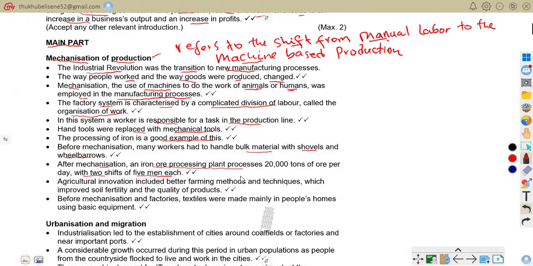20,000 tons. See, agricultural innovation included better farming methods and techniques, which improved soil fertility and the quality of food. Before mechanization, tools were made mainly in people's homes, using basic equipment. So that is that. Now let us come to urbanization and migration.